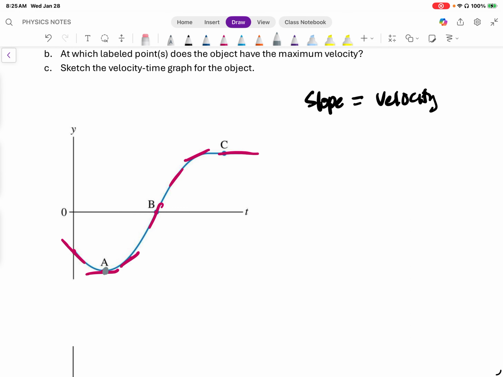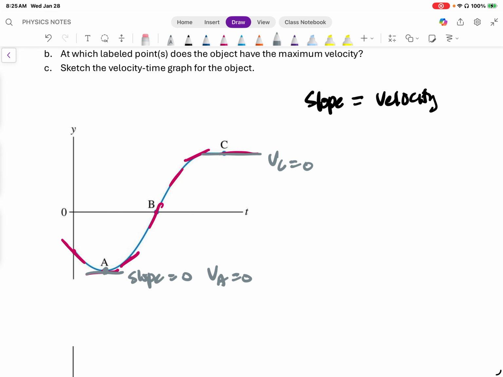So down here, slope is equal to 0, right? So that means my v is equal to 0. So v_A equals 0. And then up here, I also have slope equal to 0. And so v_C is also going to be equal to 0. I do want to mention the difference between these two points. They both have a slope of 0.